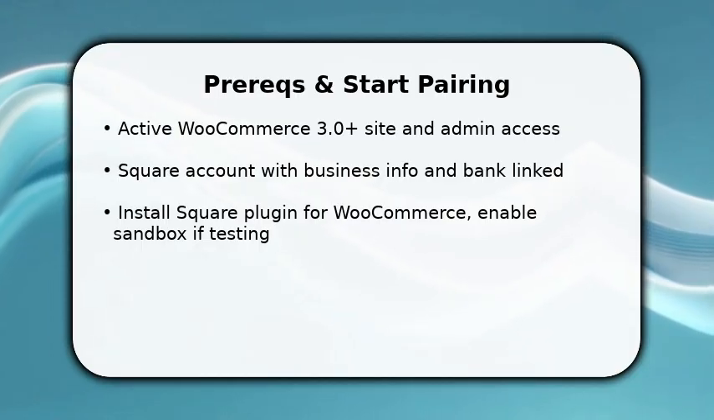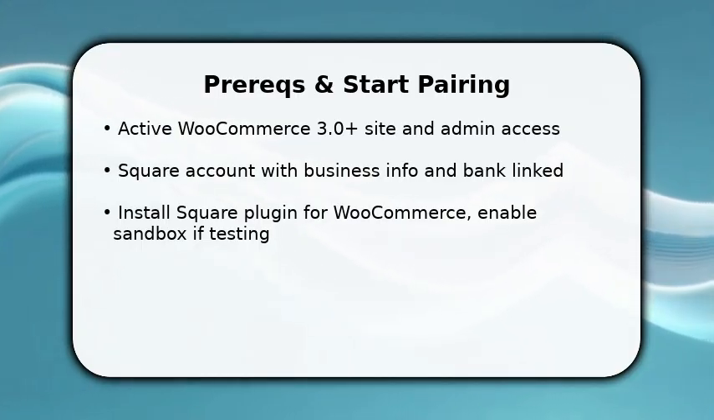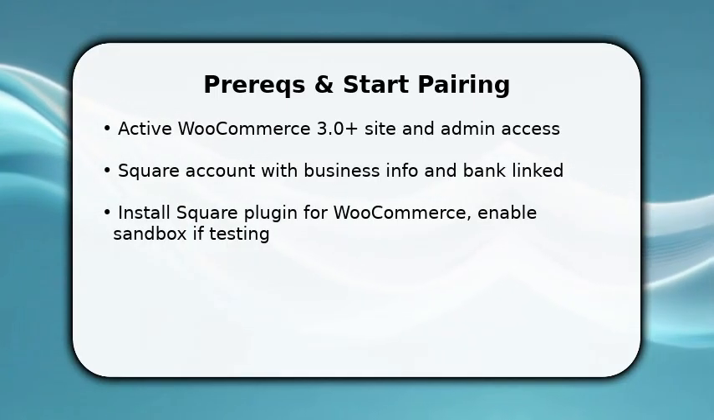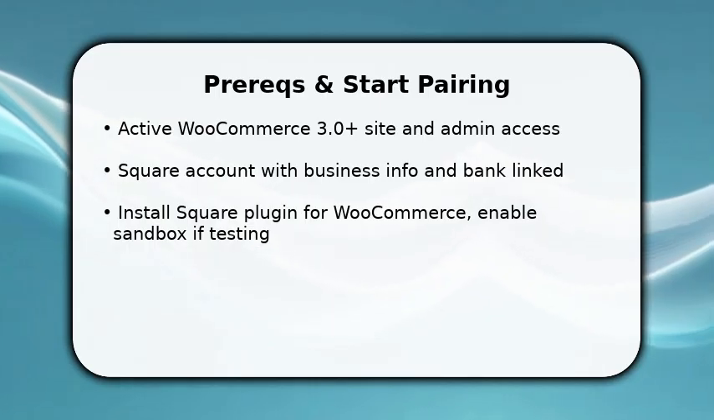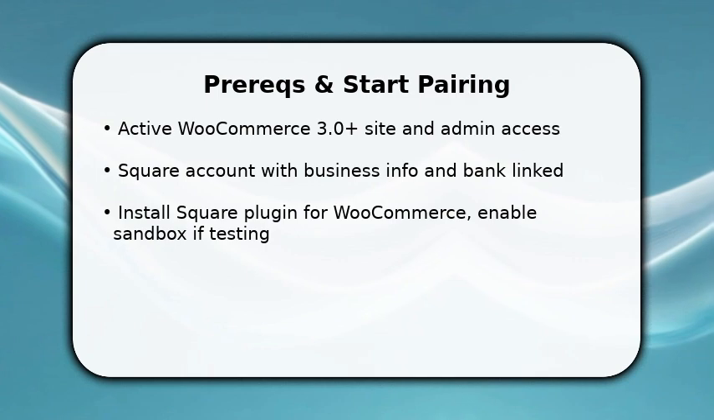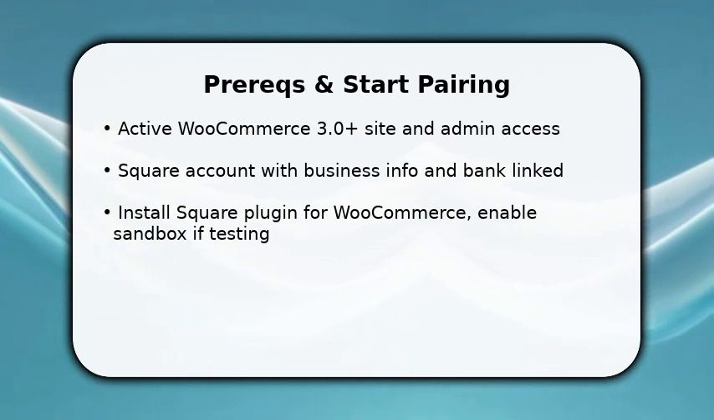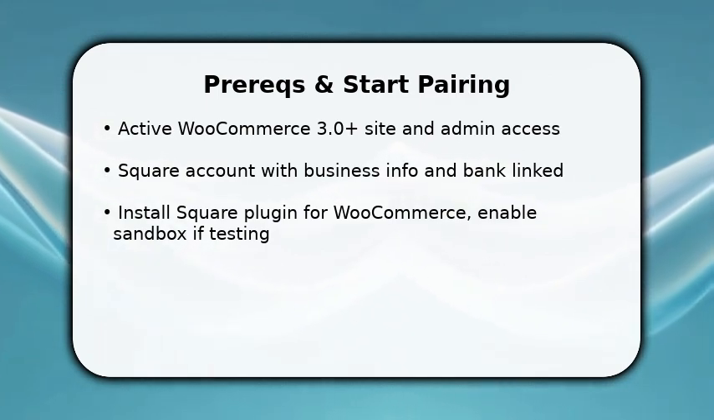Then open the plugin setup wizard and choose Live or Sandbox mode. Connect using the Square auth flow so you can authorize payments. After authorization, return to WooCommerce settings to continue configuration and map basic currency and location options.